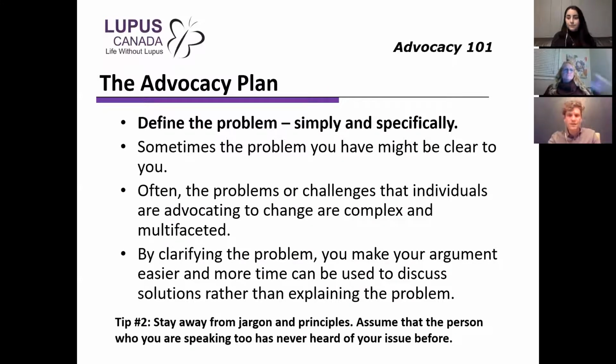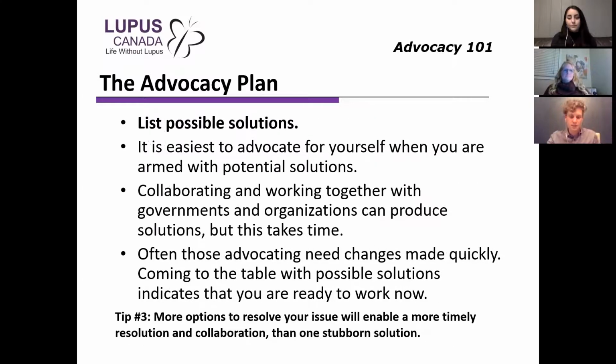So let's move on to the second step. List possible solutions. So we've gotten to a point where we think we've simplified our problem as best we could. What are the solutions then? I'm just going to take a quick time check just to make sure. Okay, perfect. I want to give time for questions at the end. So just making sure that we're going through this at a good speed.